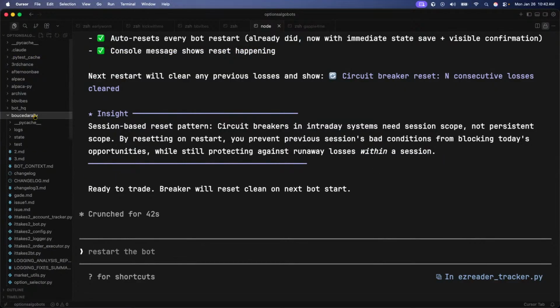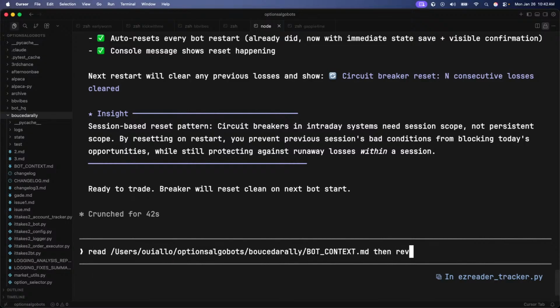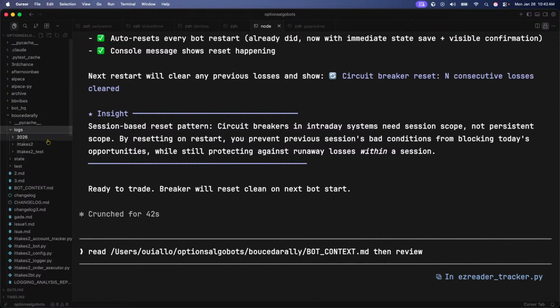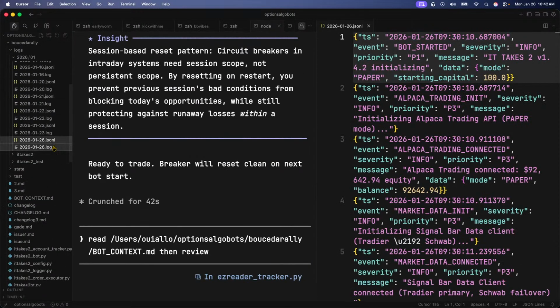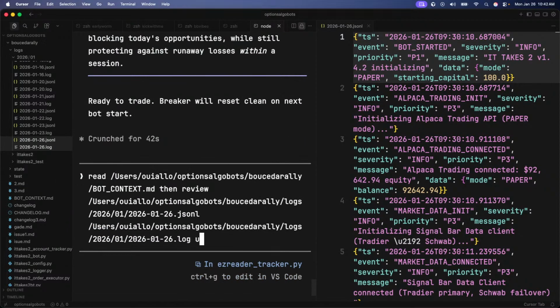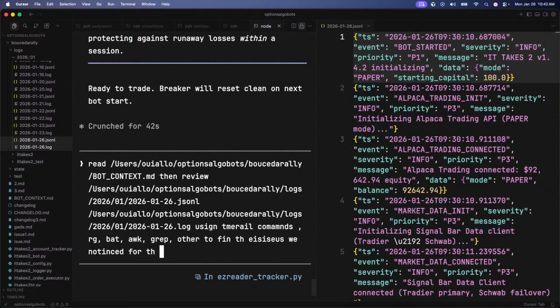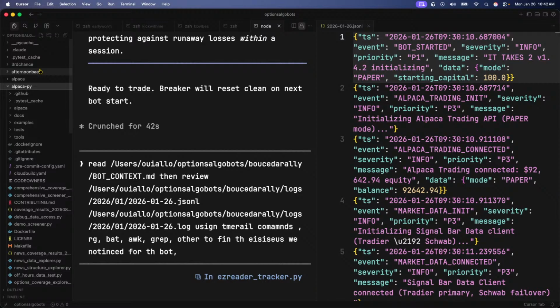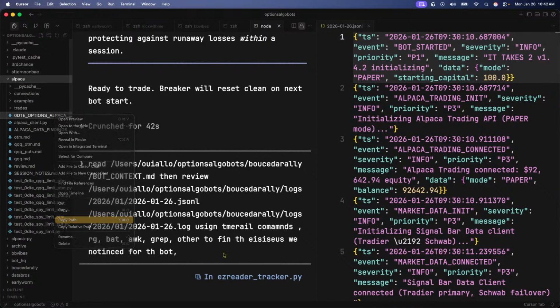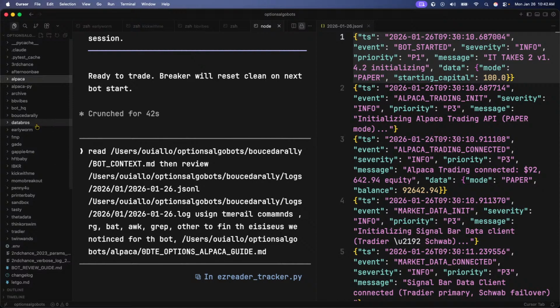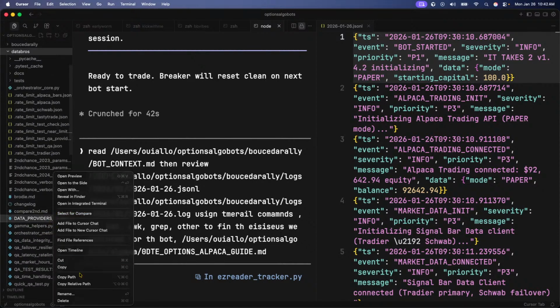Who are you, Bouncer Rally? All right, read, then review. Using terminal commands, rg, bat, awk, grep, and others, find the issue we noticed for the bot. For context, and then also make sure you read this one as well so you don't assume.